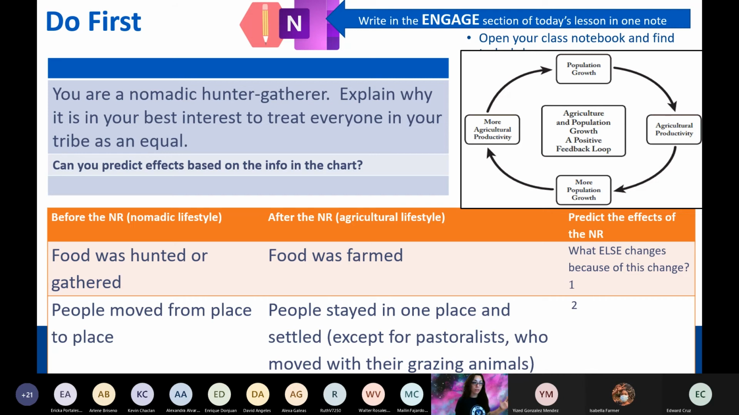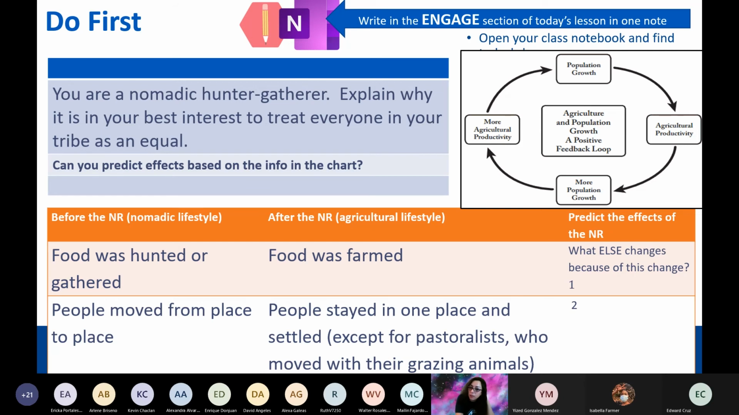So in that mindset, explain why it would be in your best interest to treat everybody in your tribe as an equal. I will take a volunteer, or you guys can drop some thoughts in the chat, one or the other. Let's see what you got. Why is it important to treat people that you hunt and gather with as equals? You can also think of this in terms of a small group of people. Picture yourself with a few people that you know that you depend on to survive.